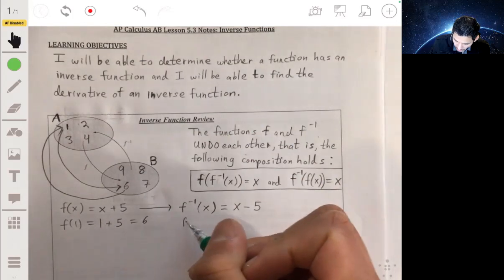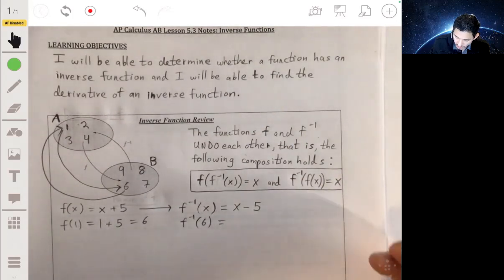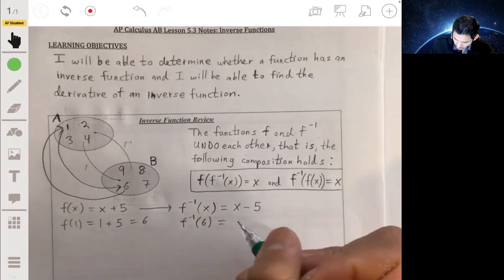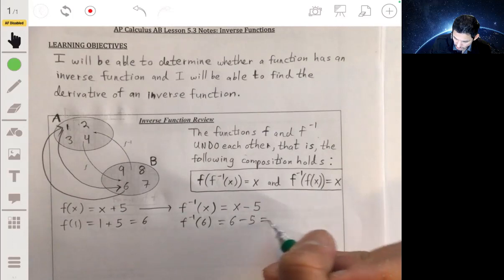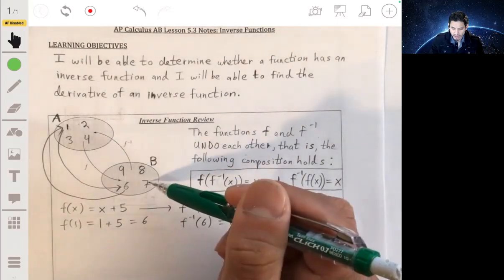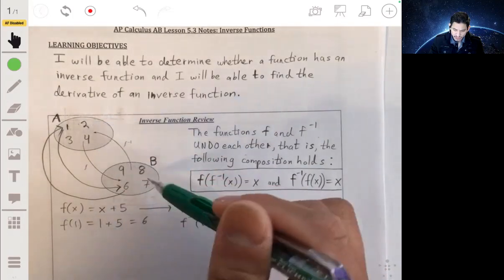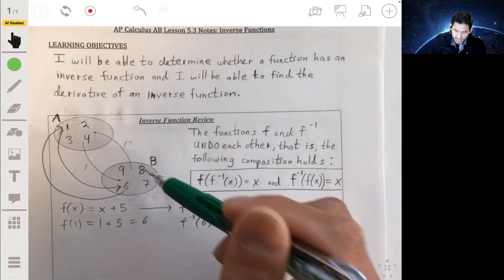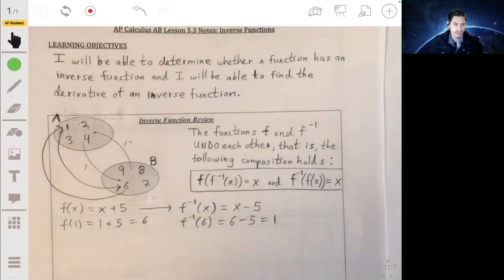So f inverse of 6 equals 1, because again, if I just use my equation here, that means 6 minus 5 equals 1. So they're undoing each other, and you can show that we can go from 7 back to 2, because 7 minus 5 is 2, and 8 minus 5 is 3, and 9 minus 5 is 4.